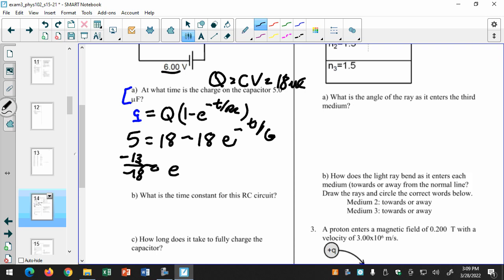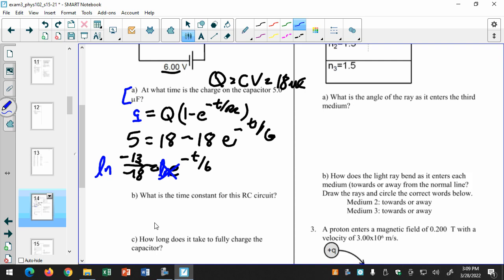Is equal to e to the minus t divided by 6. So I would take the natural log of both sides. The natural log gets rid of this, so that t over 6 comes out of that exponent. And then the natural log of 13 over 18.